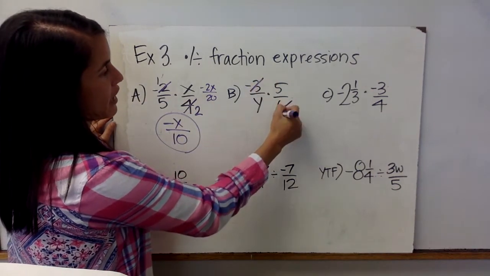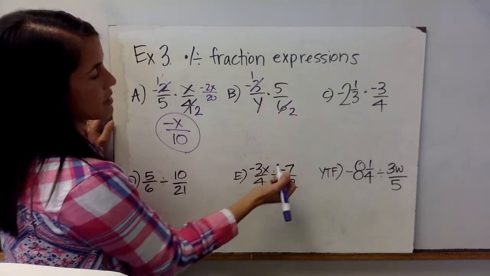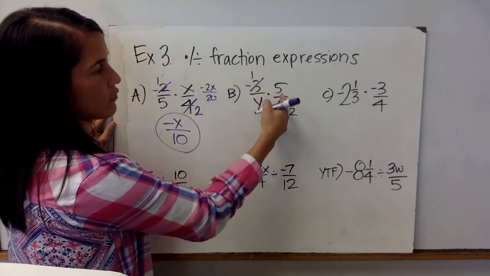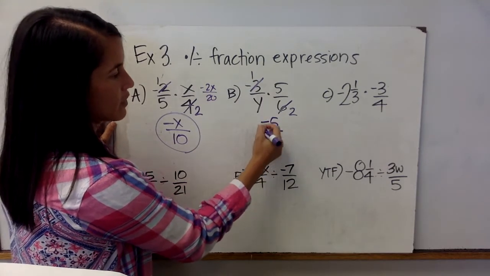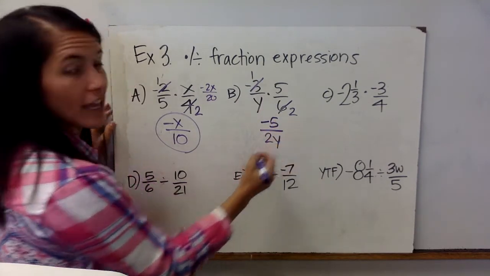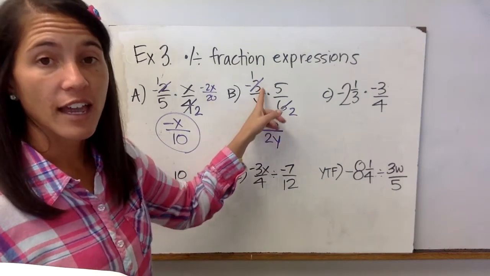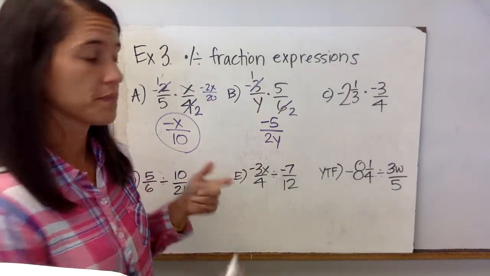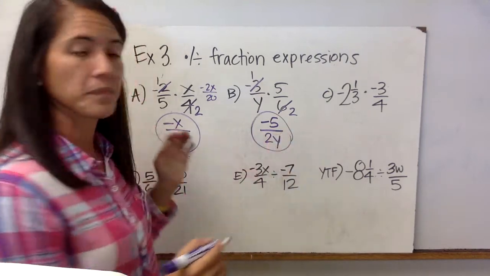All right, example B. I can simplify. 3 will go into 3 once. 3 will go into 6 twice. So this is a negative 1. Negative 1 times 5 is negative 5, and y times 2 is 2y. And then we just leave it.